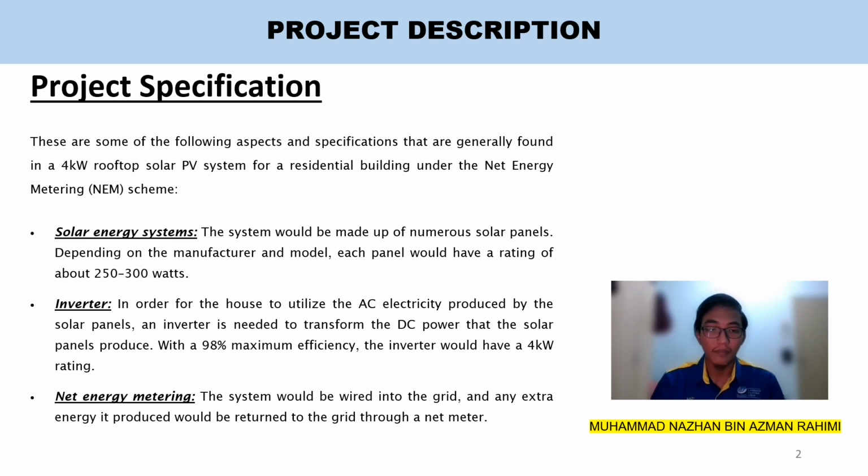Second, inverter. In order for the house to utilize the AC electricity produced by the solar panel, an inverter is needed to transform the DC power that the solar panel produces. With a 98% maximum efficiency, the inverter will have a 4 kilowatt rating.